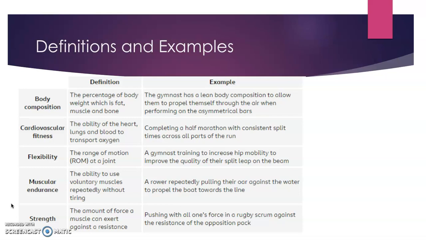For better practice, see if you can apply these components of fitness to different sports. For example, flexibility would be needed in hurdling, because you would need the mobility at the hip to get a straight front leg over the hurdle. This is an alternative example to the one given in the PowerPoint, which focuses on gymnastics.